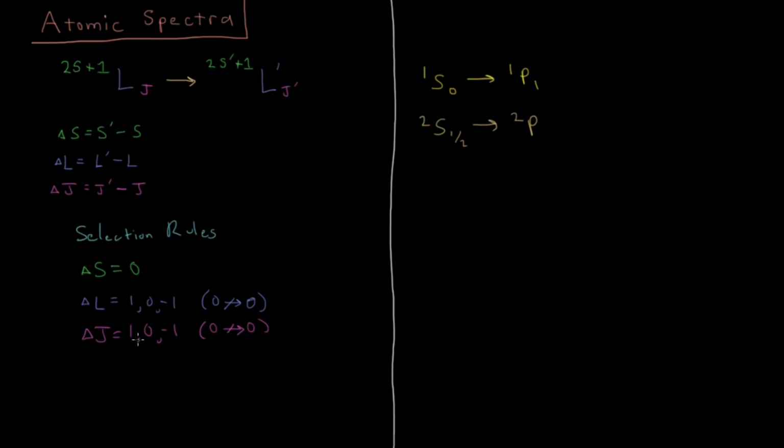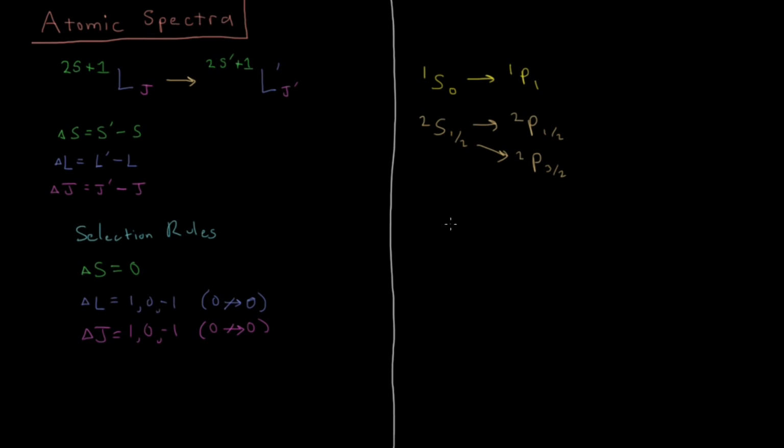Then J can either stay 1/2. It could decrease by 1, but J has to be greater than 0, so we can't have minus a half. Or it could increase by 1, so we could have 3 halves. And it's perfectly valid to have a state of 3 halves for a P state, for a doublet P. So we could either go doublet P 1/2 or doublet P 3 halves. Two possible transitions out from a doublet S 1/2.